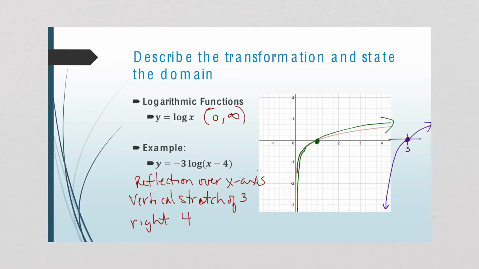So logs are similar to square roots, in that what I plug in cannot be 0 or negative. So because I can't take the log of 0, 0 is not included. So here, when I'm talking about my domain in this case, my domain is from 4 to infinity. And that's the domain of that function. So paying attention to your translations will help you with the domain for these.